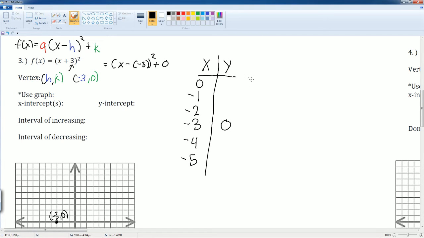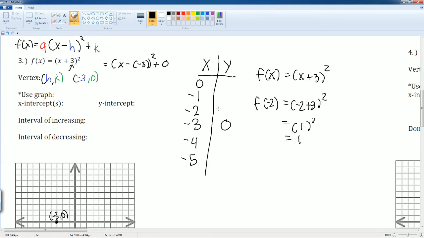All right, let's just repeat this. Let's plug in, it's very easy because here's the function. f of x is equal to x plus 3 squared. So let's plug in negative 2 here. Negative 2 plus 3 squared. Negative 2 plus 3 is 1, squared, which is just 1. That's easy.